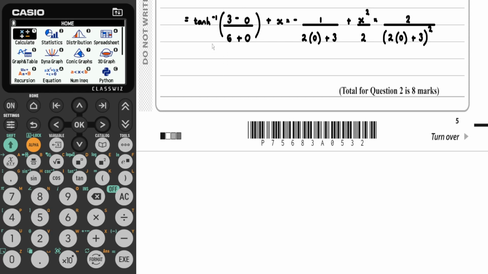The inverse hyperbolic tan of 3 subtract 0 over 6 plus 0, well, 3 over 6 is a half, so we have inverse hyperbolic tan of a half, and here we have x multiplied by negative 1 over 3, so that's negative x over 3, and then here we end up with x squared over 9.